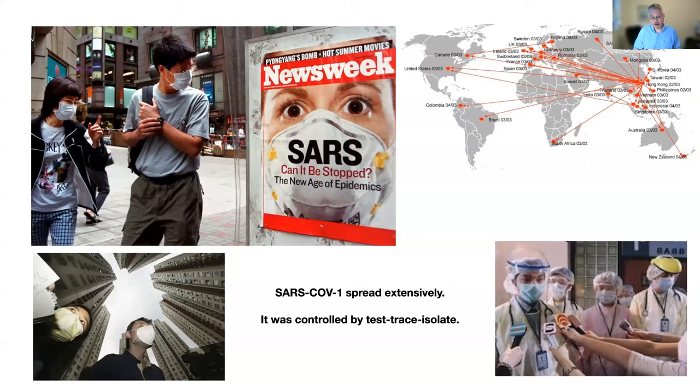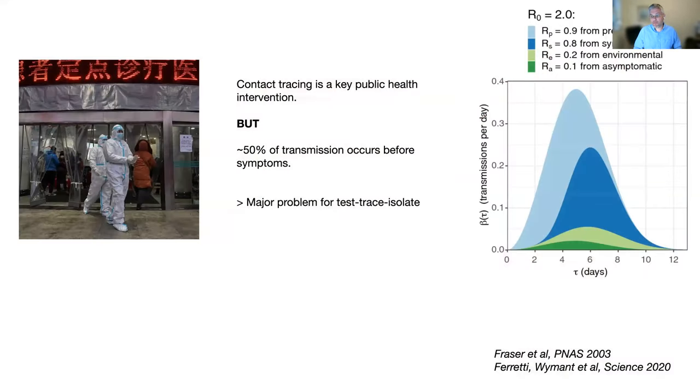Obviously the case fatality rate was much higher, at around 10%, and it was controlled by a systematically applied policy of test, trace and isolate. The perception became that contact tracing was really one of the key public health interventions, and it was in many of the initial containment plans. But one of the things that became apparent from our work and from many others, as early as February 2020, is that COVID was going to be different. And that was because we were seeing about 50% of transmission occurring before symptoms.